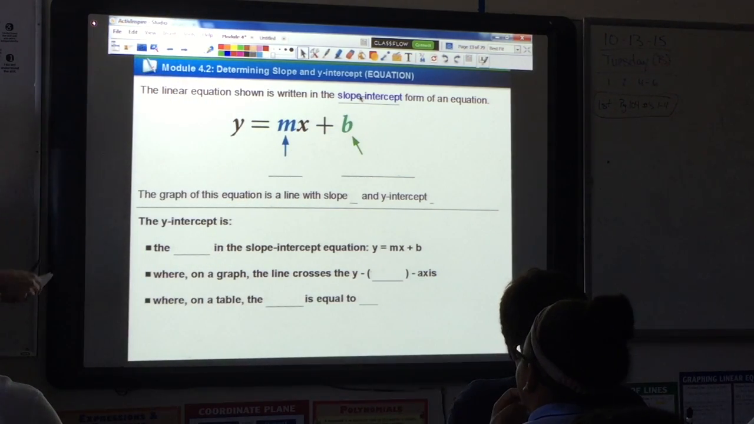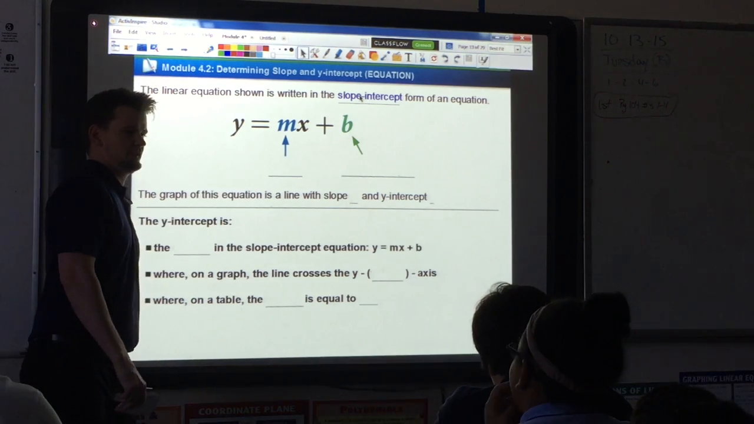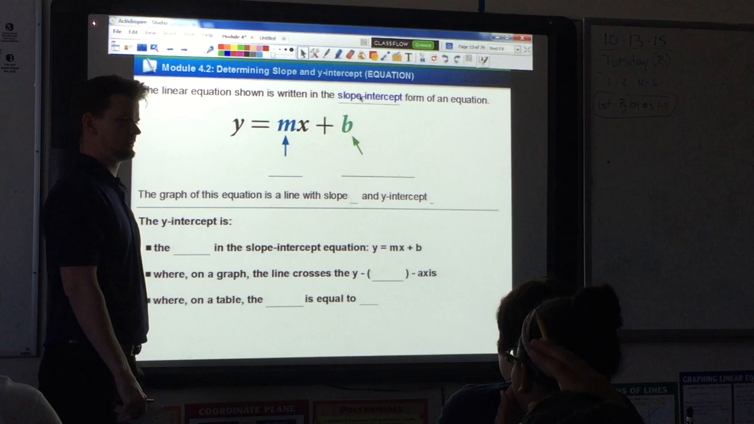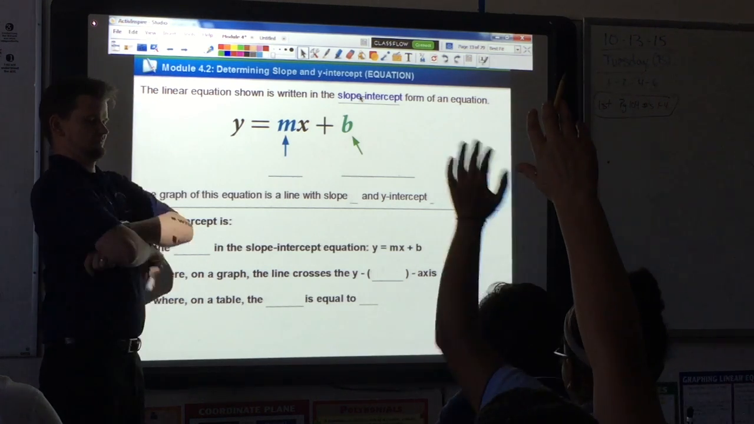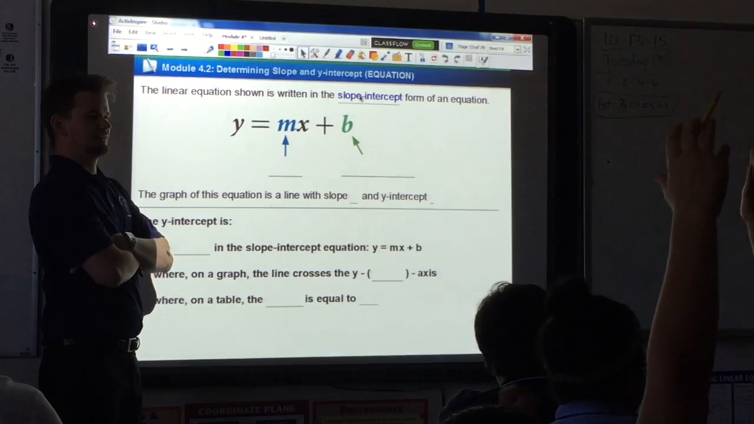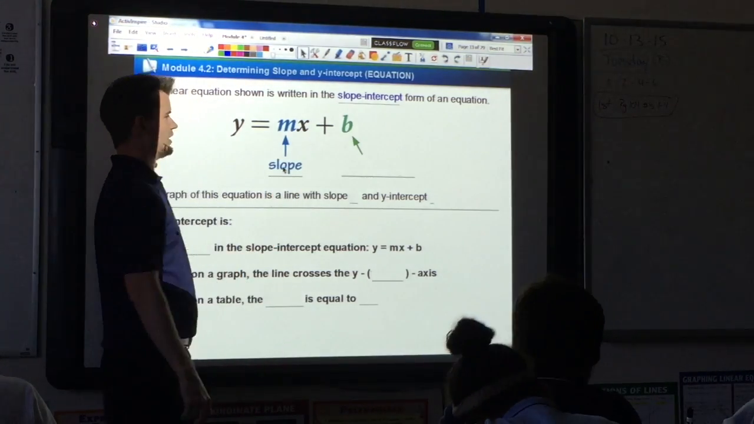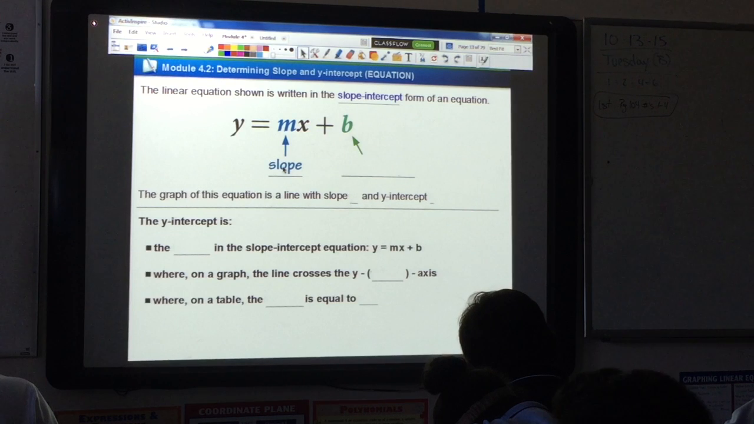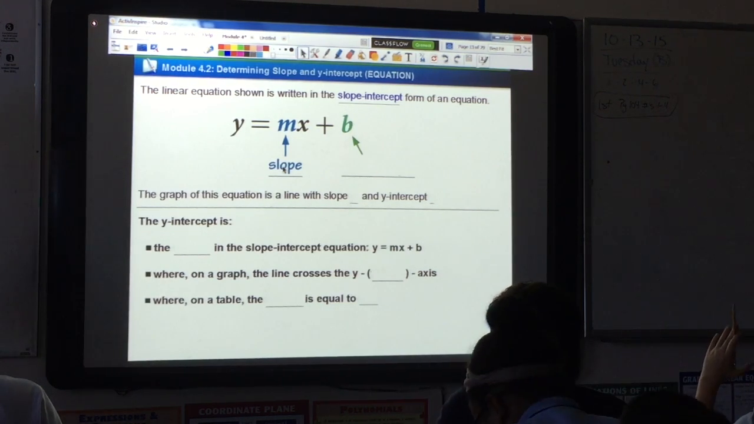Anyone have an idea what m represents? We've been using it. Anybody who knows what m stands for? Slope. M is the slope. So when we write an equation in this form, m is the slope. That makes sense because we're talking about the slope-intercept form of an equation.